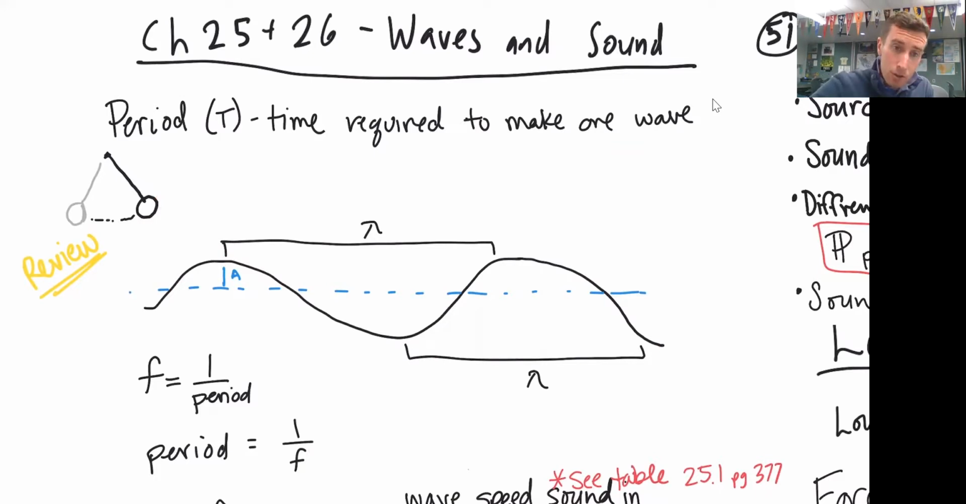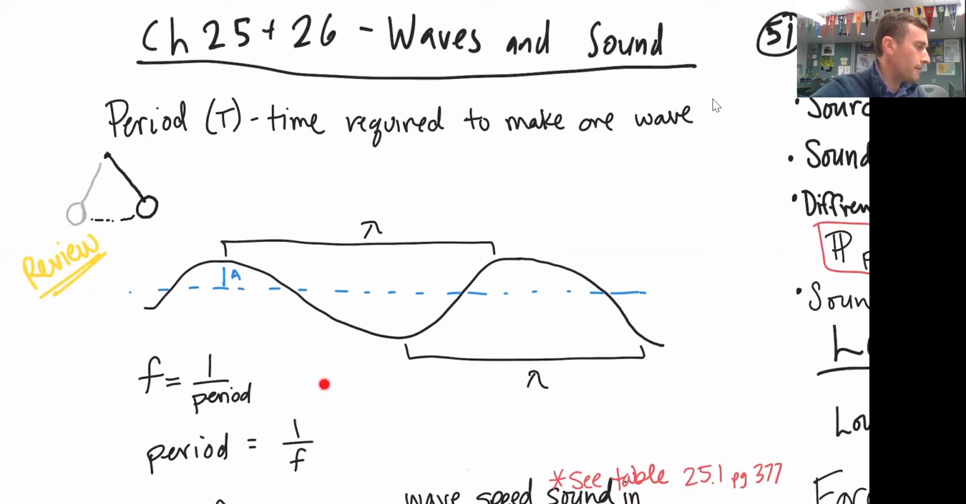The amplitude of a wave is measured vertically from the midline. How far up or how far down does the wave go? All right, frequency is 1 over the period. So it is the number of waves per second. The period then is the inverse of the frequency, 1 over the frequency. Frequency is waves per second. And this should be a review.